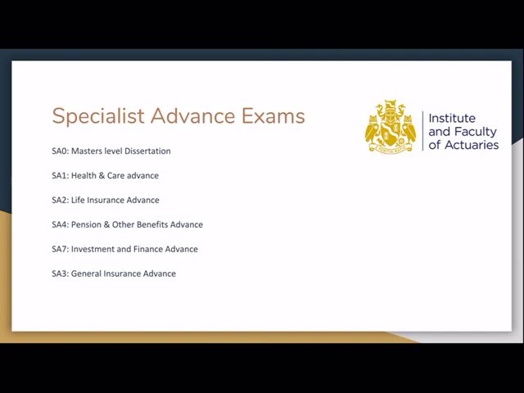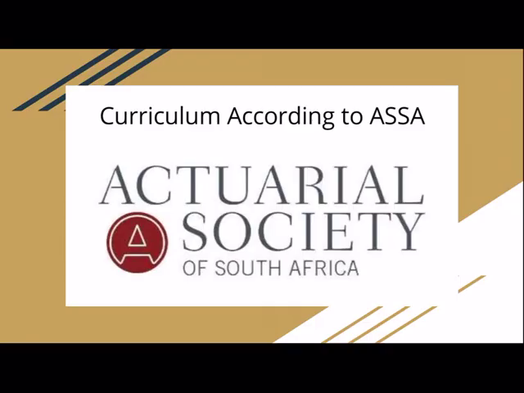So when you pass all of these exams, including all the core principles and all the core practices, as well as the specialist principles and the specialist advanced exam, you will become a fellow of the Institute and Faculty of Actuaries. And here are the 6 options you can write your fellow exams on.